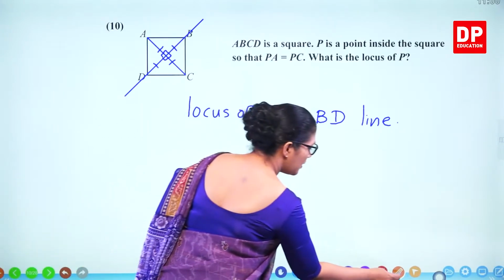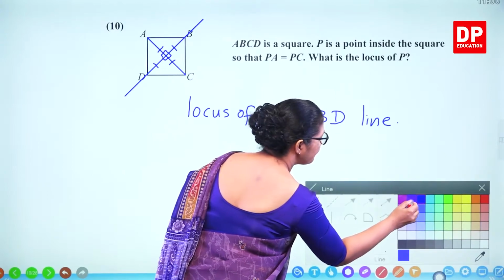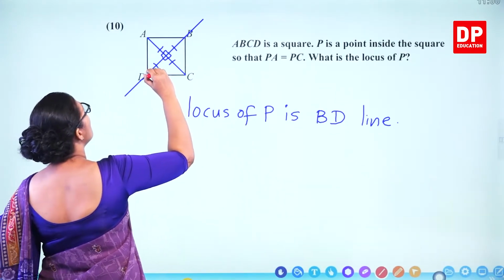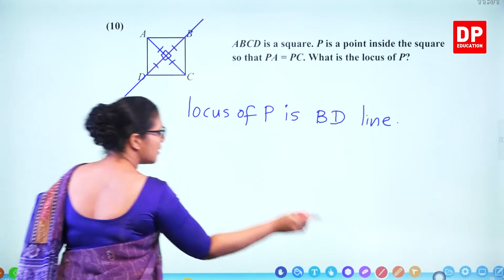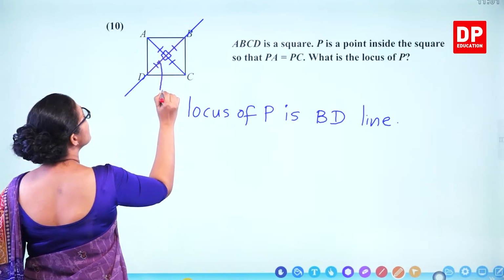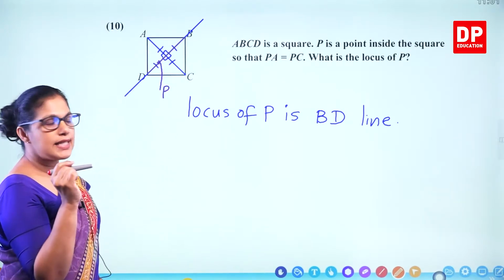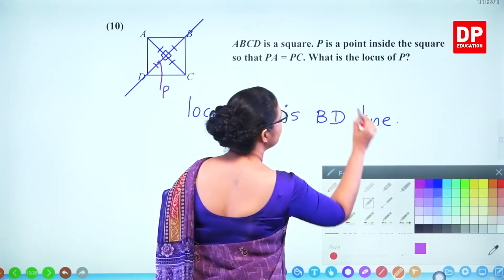So I can draw with another color. You have to draw only this line. That's the locus. So I'll just mark P can be any point on BD. So 2 marks for that.